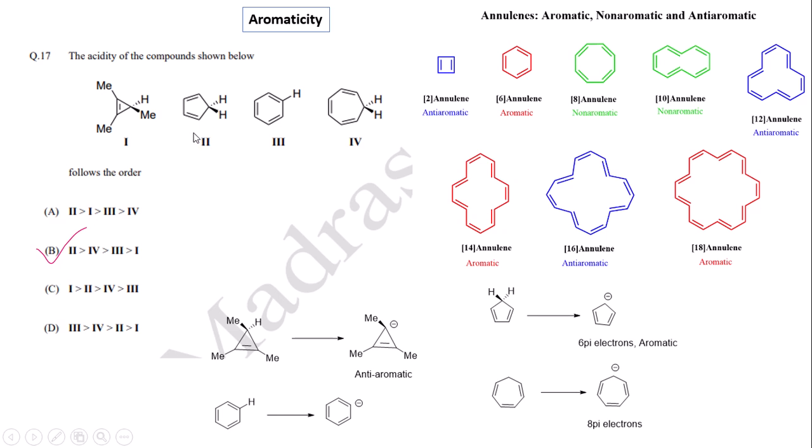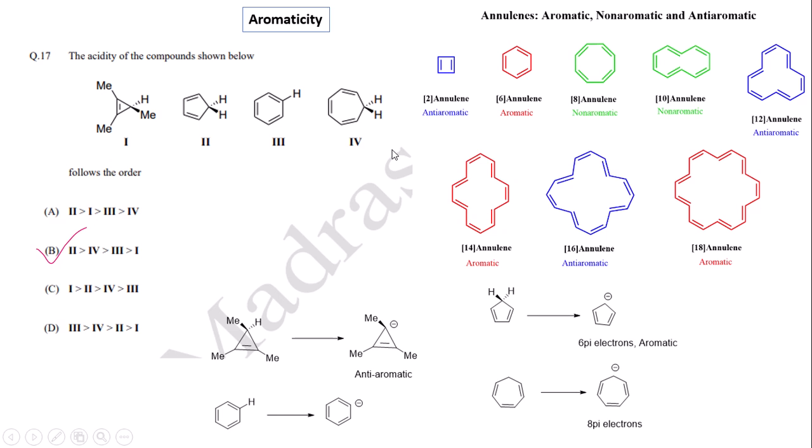And compound 2, after release of the proton, becomes aromatic, and compound 3, after release of the proton, produces the carbanion derivative. The negative charge on the carbanion, which is sp2 hybridized, is more stable. And in the case of 4, after negative charge formation, it becomes anti-aromatic. So compounds 1 and 4 are anti-aromatic, so they are highly unstable.